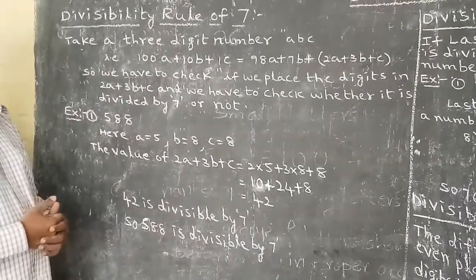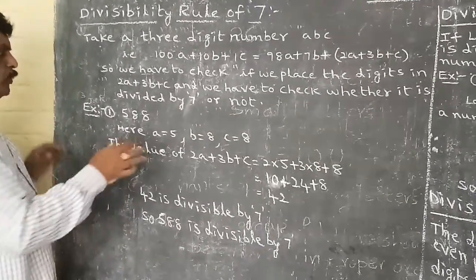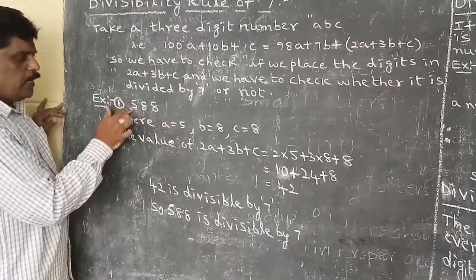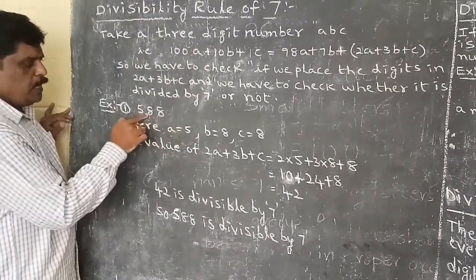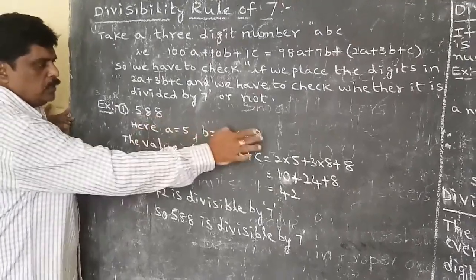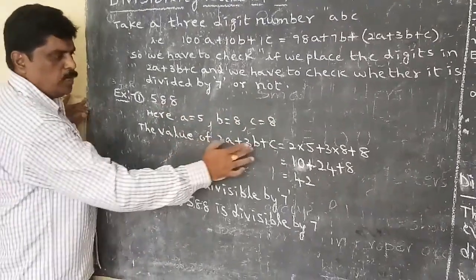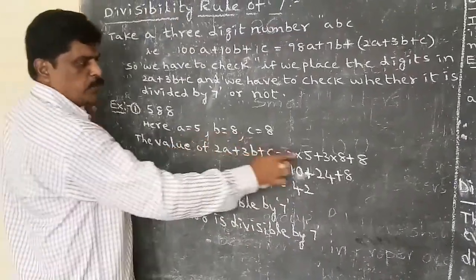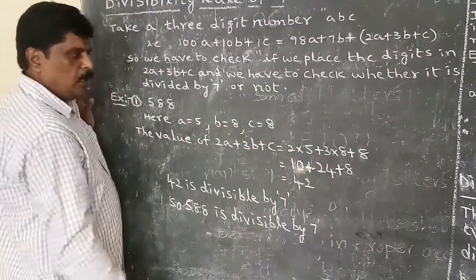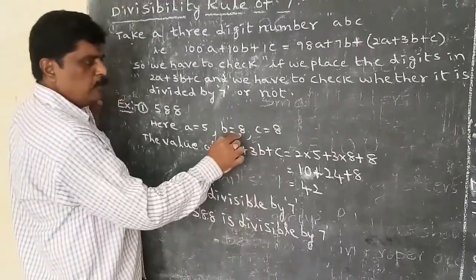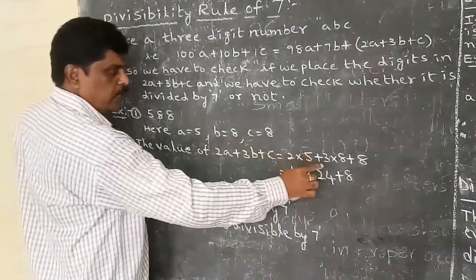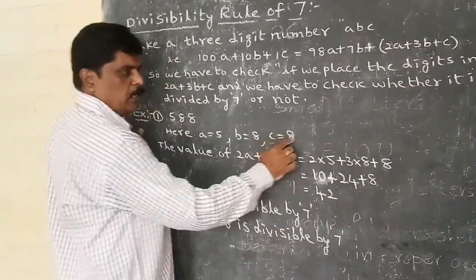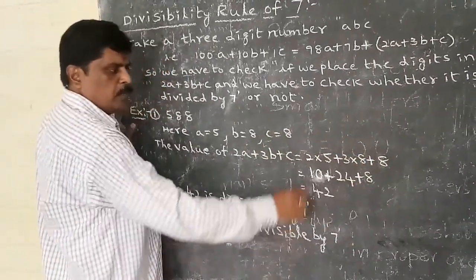I have given an example for you, that is 588. Here write A as 5, B as 8 and C as 8. The value of 2A plus 3B plus C is 2 into A, the value of A is 5, so put the value of 5 here. And what is the value of B? The value of B is 8. So I have to write 3 into 8 plus, what is the value of C? 8. So I have to write 8 here.